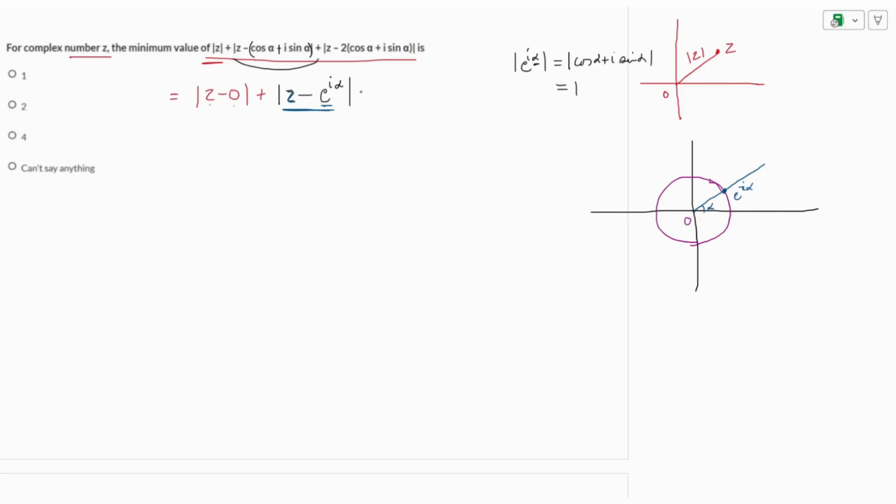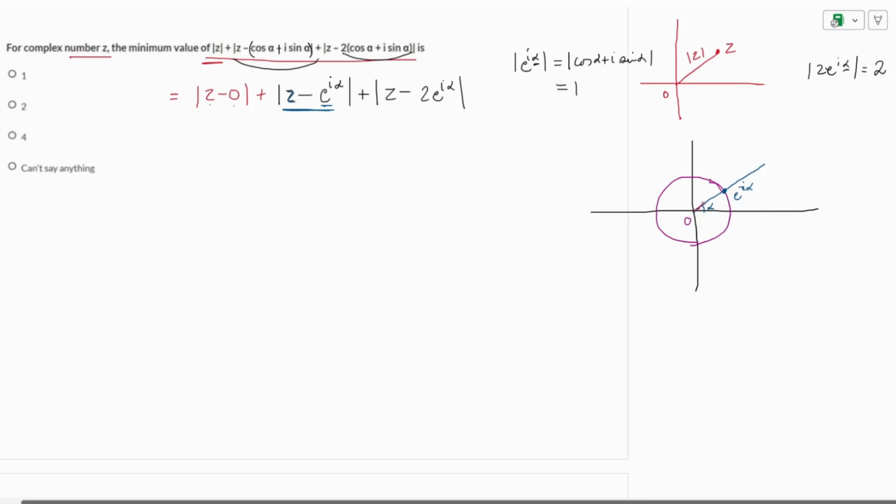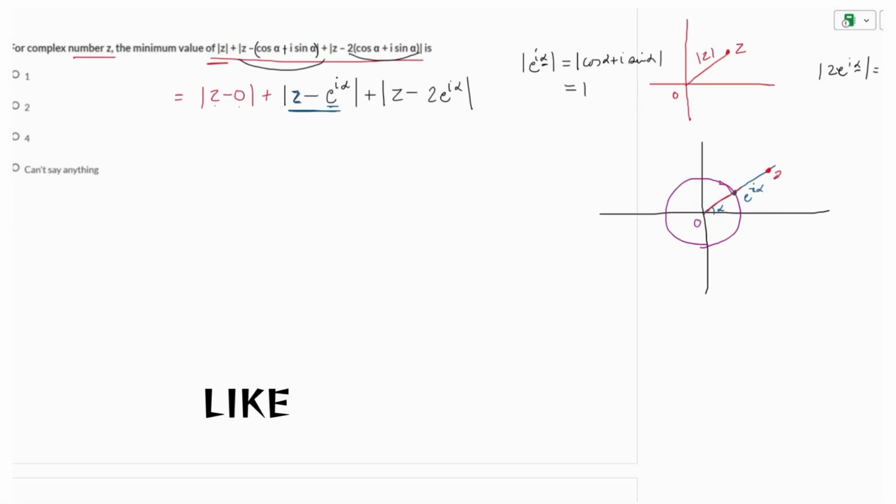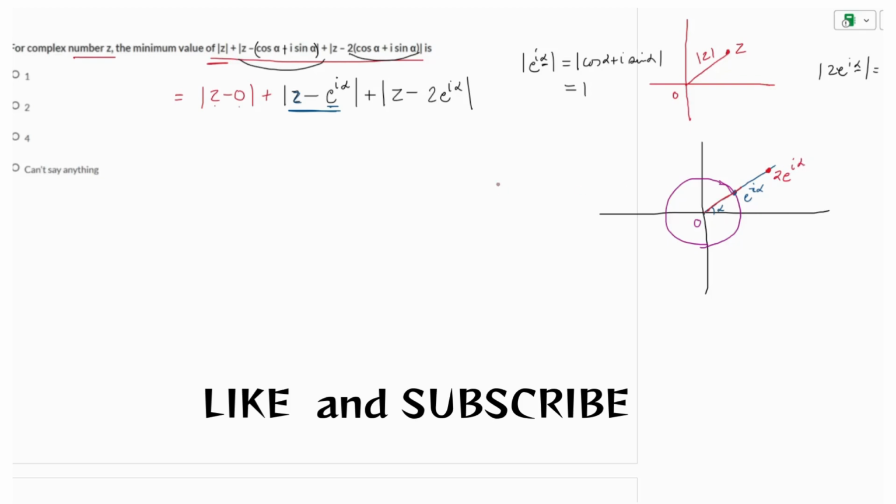Now let's get the third one also correct. Z minus, can I write this as 2 times e to the power i alpha? Now, can you tell me the modulus of 2 e to the power i alpha? It is 2. In a similar fashion, 2 will come outside, so the modulus will be 2. The argument is still alpha. So where is that point? On the same line, because this line has argument alpha, at a distance 2 from the origin, somewhere here. That point is 2 e to the power i alpha. And this whole thing means the distance of the point z from this point.